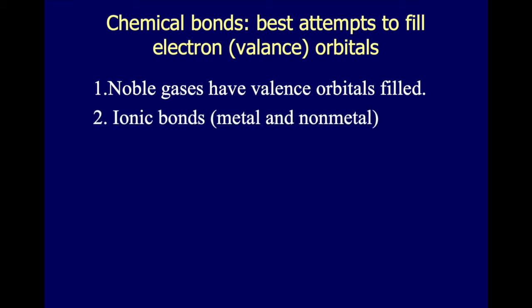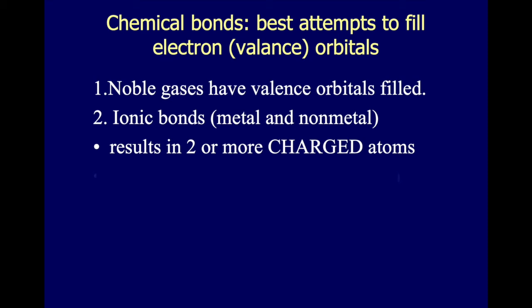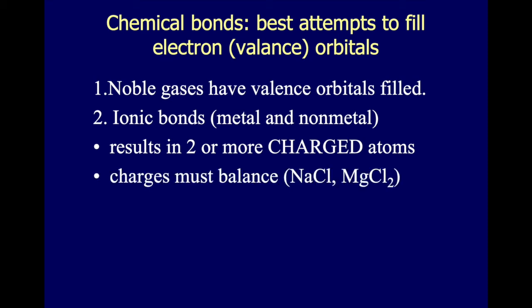If we take a metal and put it with a non-metal, you're going to have electrons moving from one atom to another. That will form ions. Something will have a positive charge because it has fewer electrons than protons. Something will have more electrons than protons. That's the non-metal, and that will have a negative charge. So we'll get charged atoms in that case. The charges have to balance.